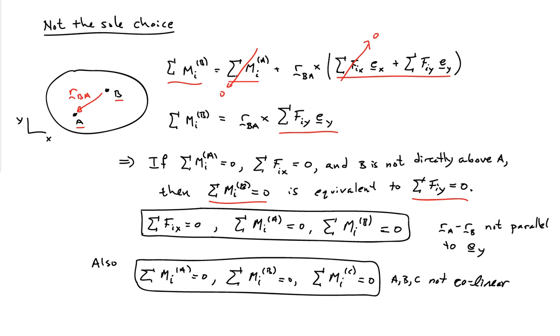I won't go through the proof, but you can show that you can also write the equilibrium as the sum of the moments equals 0 in 3 separate points, A, B, and C. And this works as long as A, B, and C are not collinear to each other. So in other words, they don't lie on a single straight line.